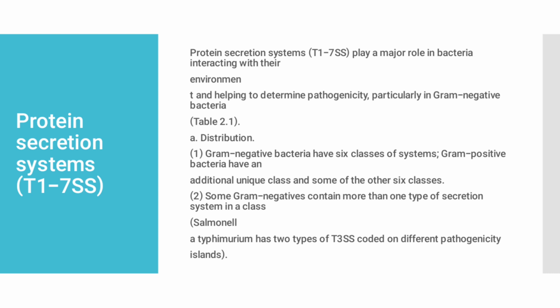Protein secretion. Protein secretion systems, T1 to T7 SS. They play a major role in the bacteria interacting with the environment and helping to determine the pathogenicity, particularly in the gram-negative bacteria. The distribution: the gram-negative bacteria have the 6 classes of system. Gram-positive bacteria have an additional unique class and some of the other 6 classes. Gram-negative bacteria contain more than one type of secretion system in the class.